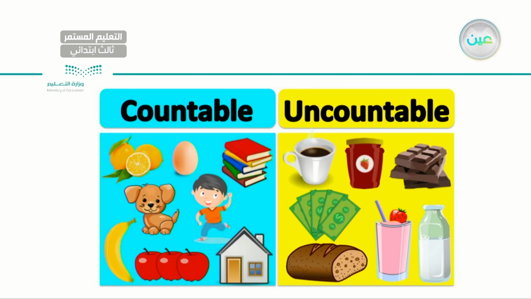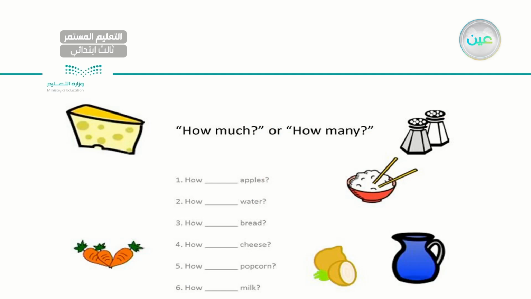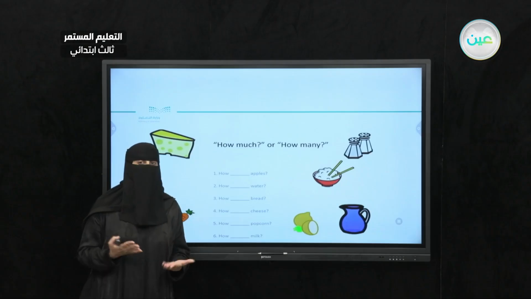As for the uncountable nouns, all the items here we cannot count. I have chocolate, jam, coffee, a milkshake, money, bread, milk, juice, any kind of liquids, water, meat, chicken. They are uncountable nouns. Okay, that was your homework. So let's check if you got this correctly.